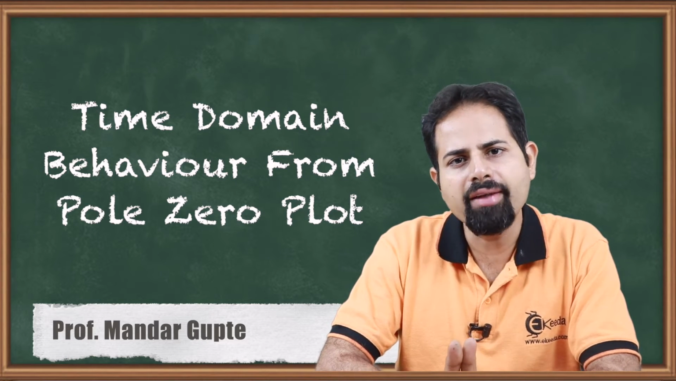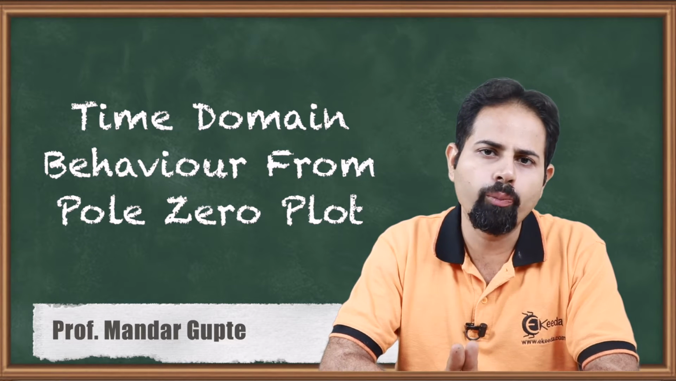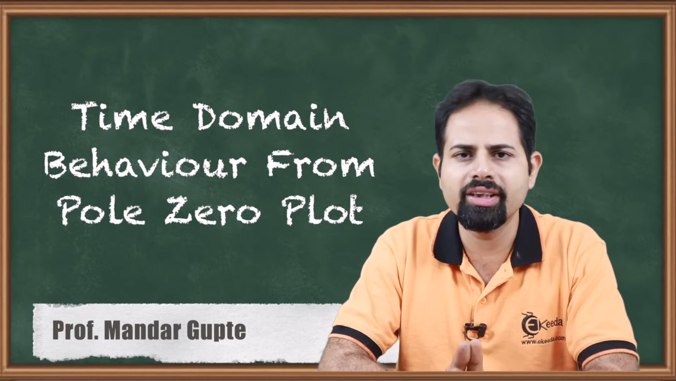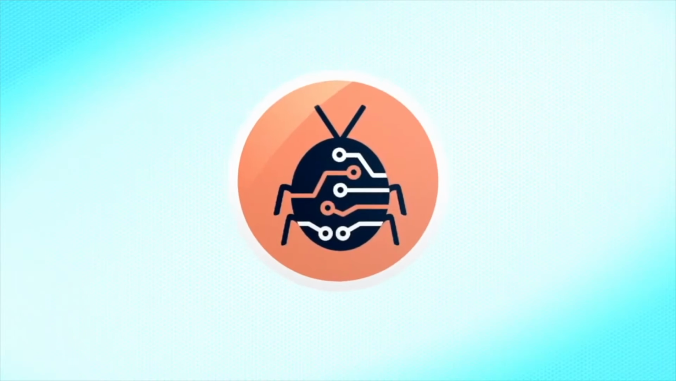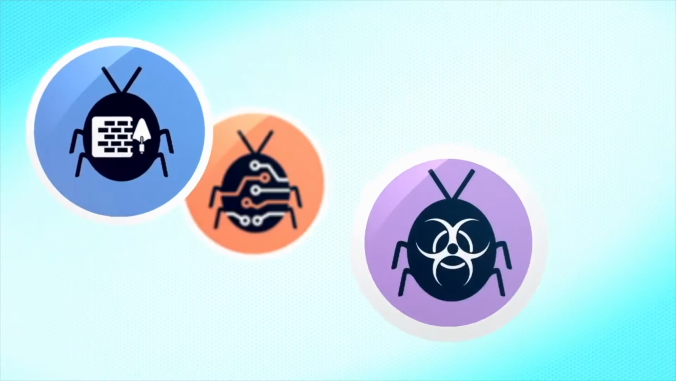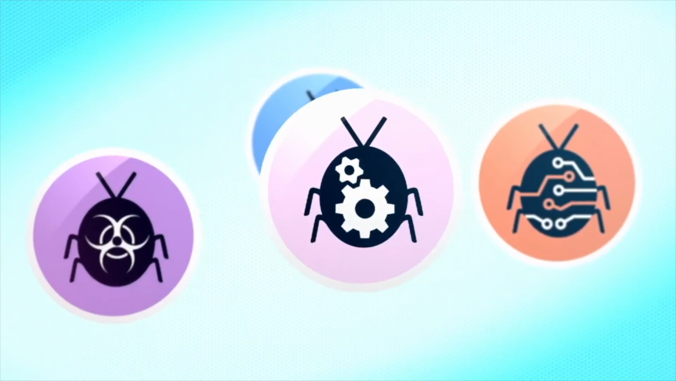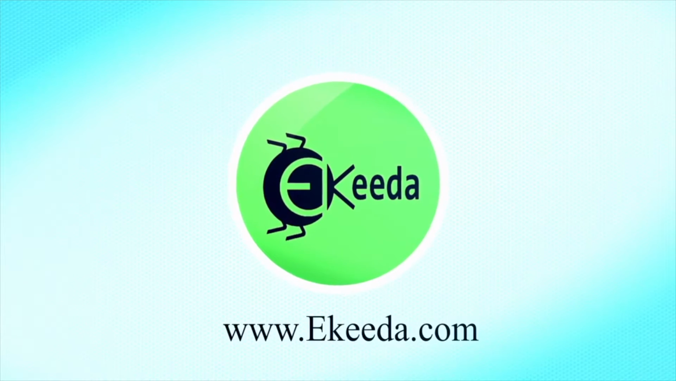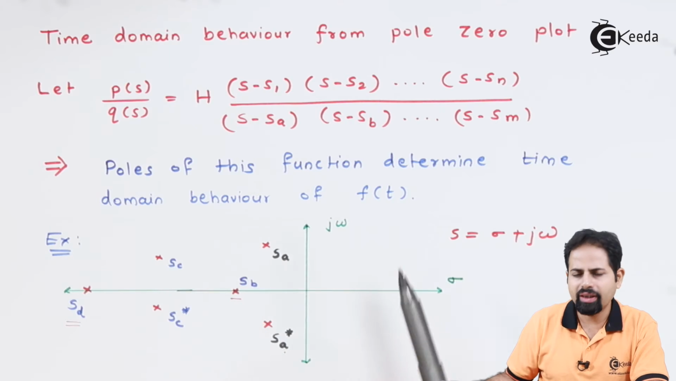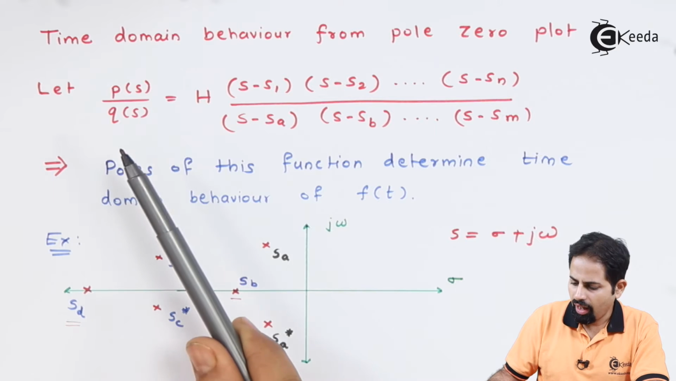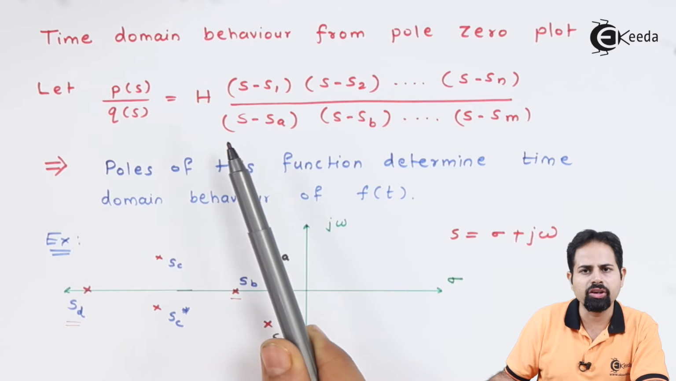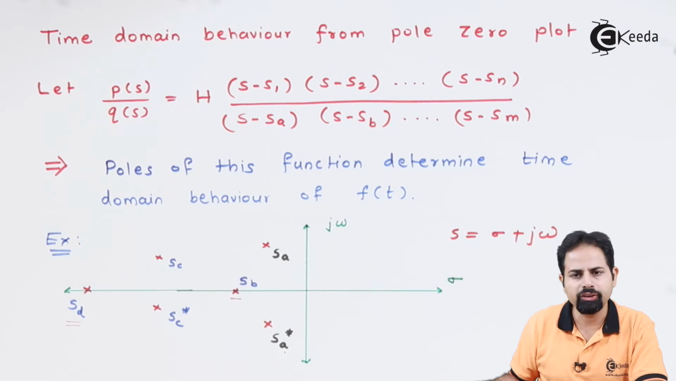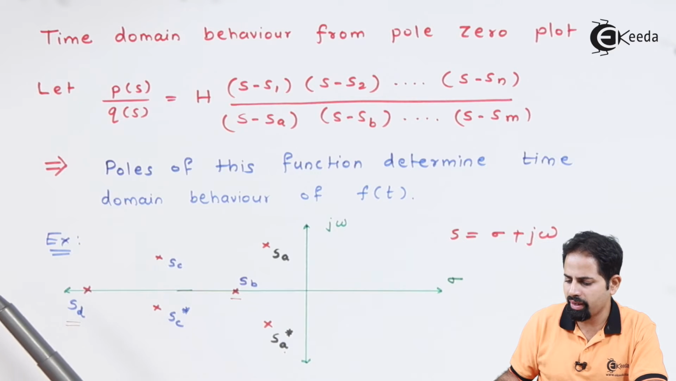Today we will see time domain behavior, how to obtain it from a pole zero plot. Let us see what it is. Here you can see I have drawn a function which is a network function and its pole zero plot. The network function is given by this equation.